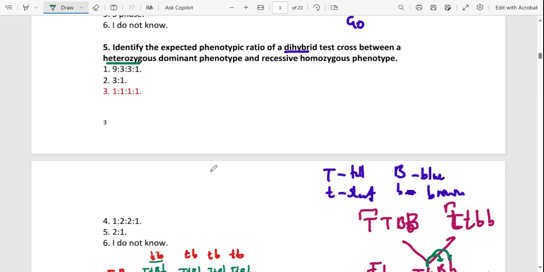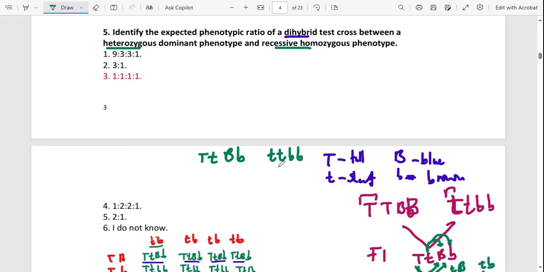Heterozygous means, let's say someone has a capital T, they also have a small t. This is for one trait. Remember, this is a dihybrid, so this is for height, it is heterozygous. This is how we're talking about eye color also. It is also heterozygous. And you are crossing with a recessive homozygous. Recessive means small t, small t, small b, small b.